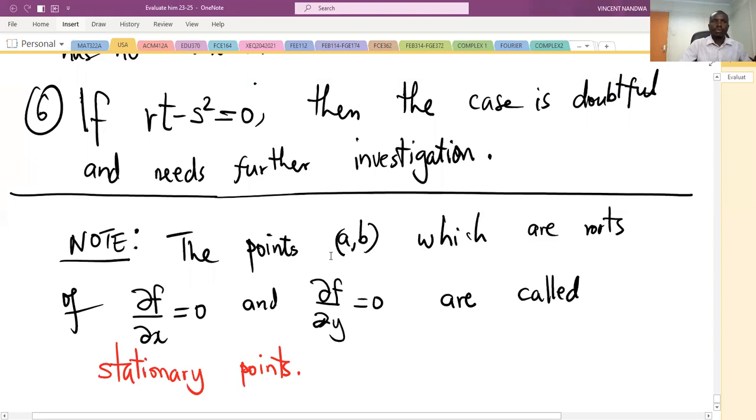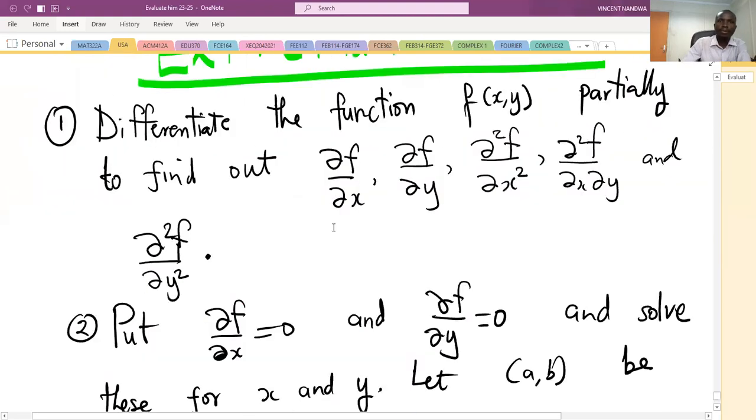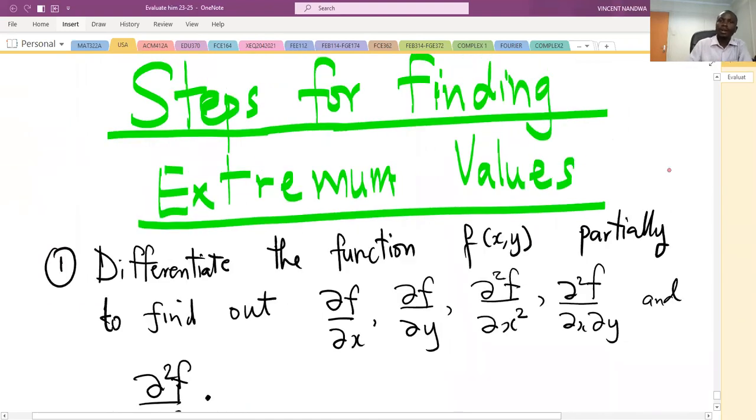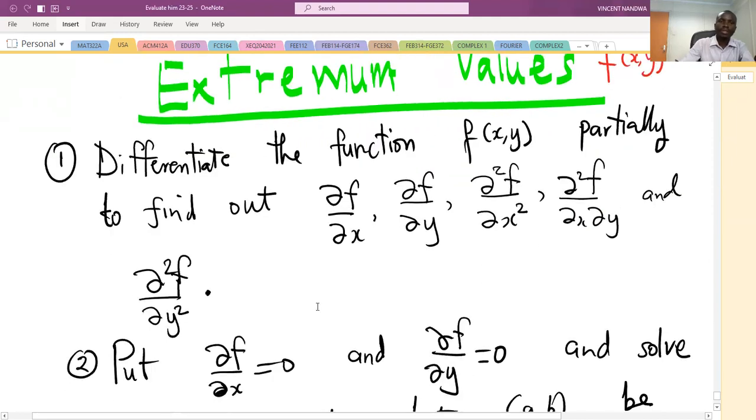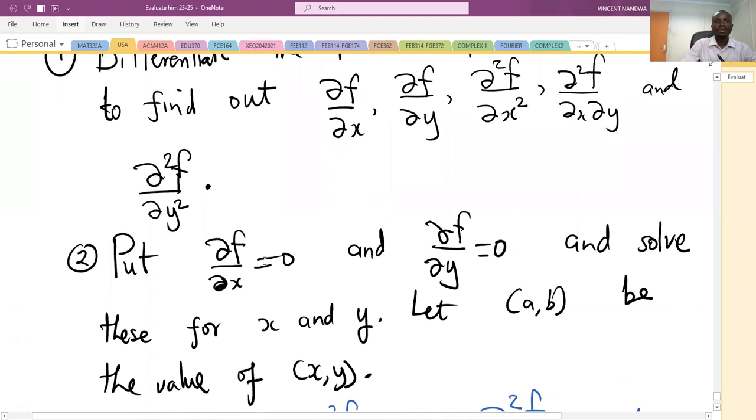So briefly, let's go through the steps on how to find the maximum or minimum or simply extreme values of a function f of x and y. So the first thing, get the partial derivatives with respect to x, with respect to y. Then the second partial derivatives of the function with respect to x. And then the mixed second partial derivatives, that is with respect to x and with respect to y. And then the second derivative with respect to y. So that's the first step. And then the second step, to get the point itself, where we'll be testing whether it's a maximum, a minimum, or a saddle point, we set the first derivative with respect to x to 0, and the first derivative with respect to y to 0. So this will give us an equation, and this also will give us an equation. Then you solve these two simultaneous equations for x and y. Then we get the point AB, where A is the solution for x, B is the solution for y.